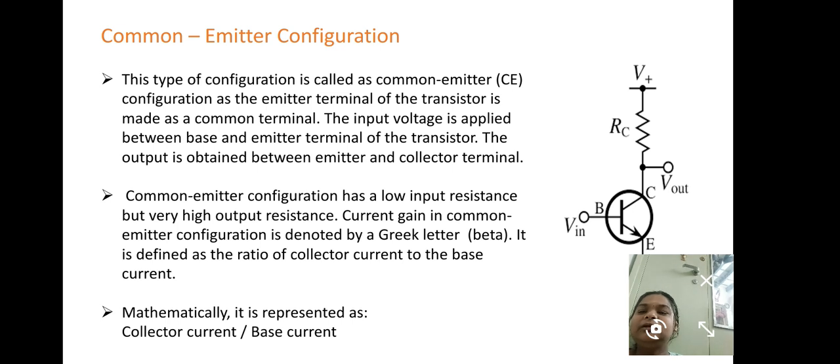Current gain in common emitter configuration is denoted by the Greek letter beta. It is defined as the ratio of collector current to the base current. Mathematically, it is represented as collector current divided by base current.